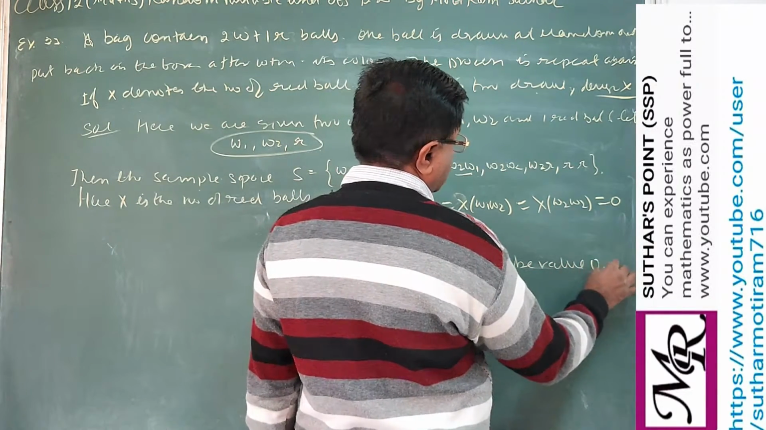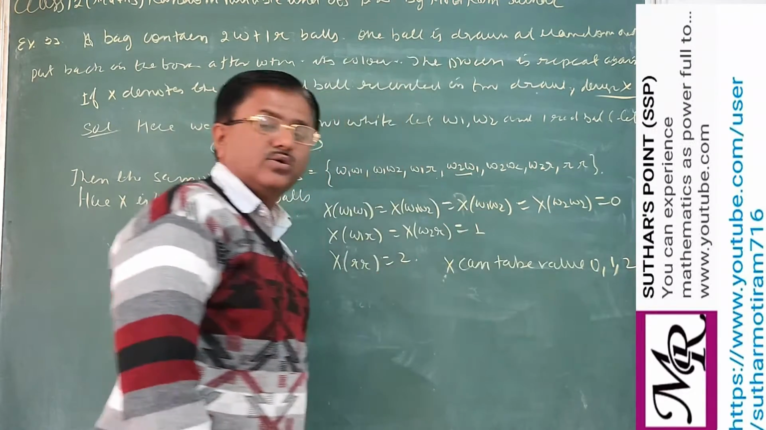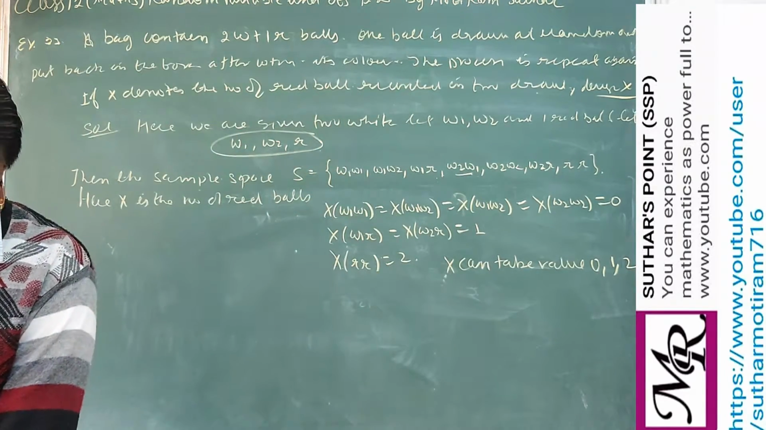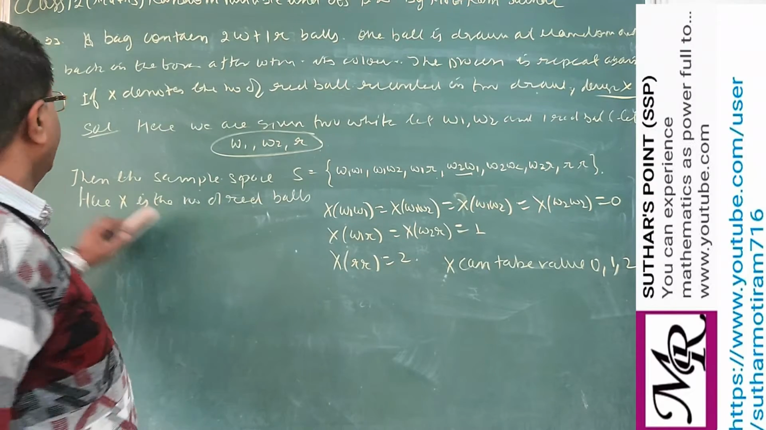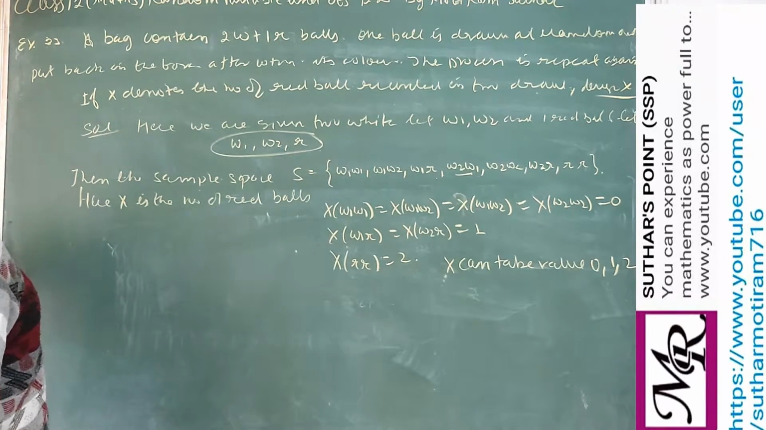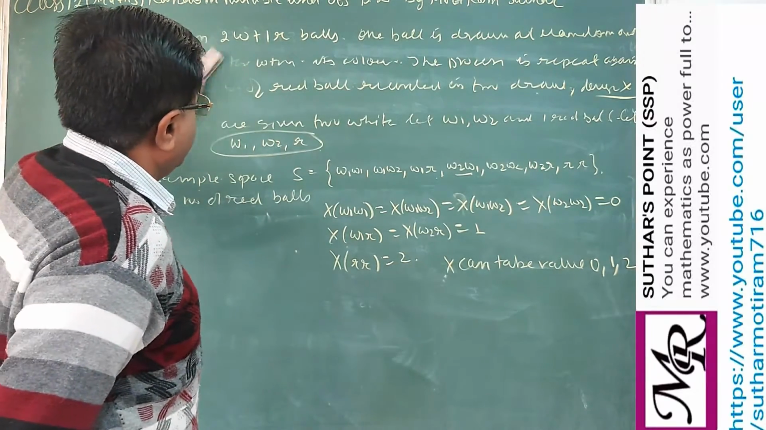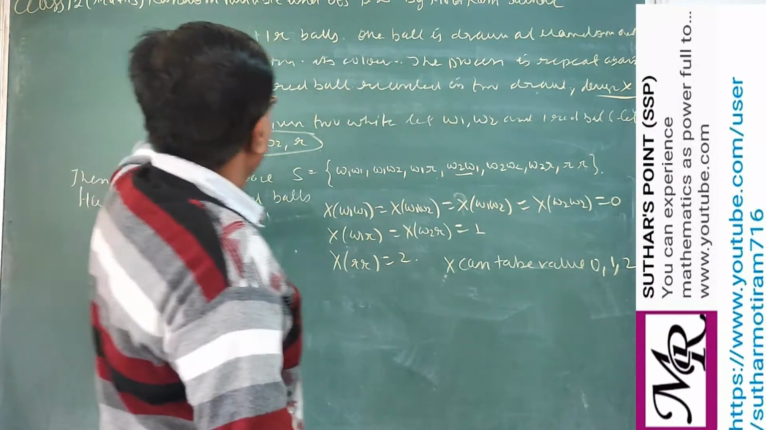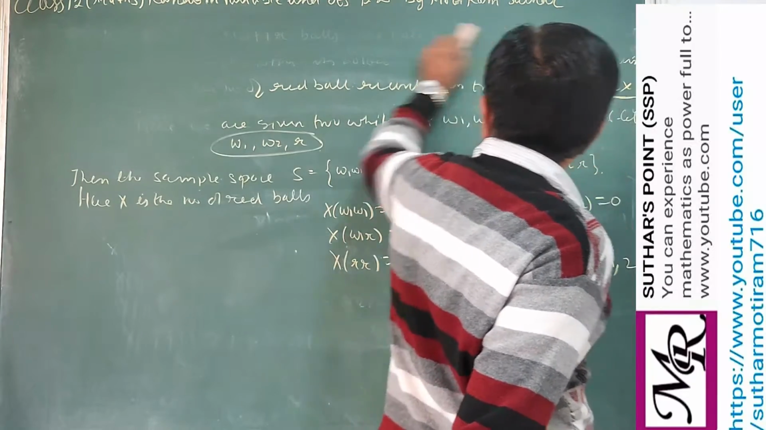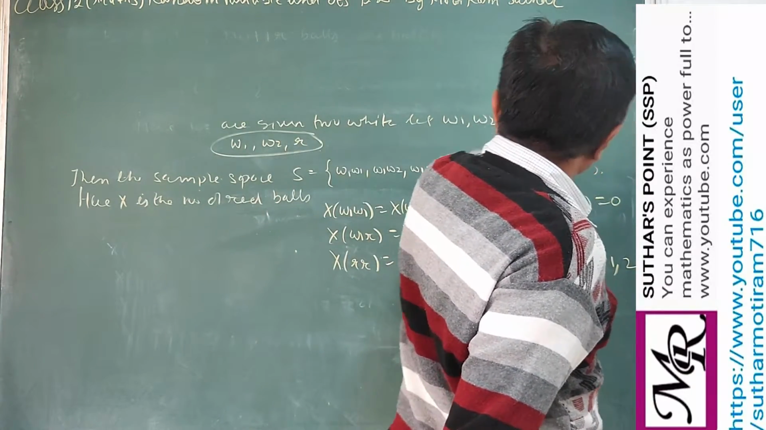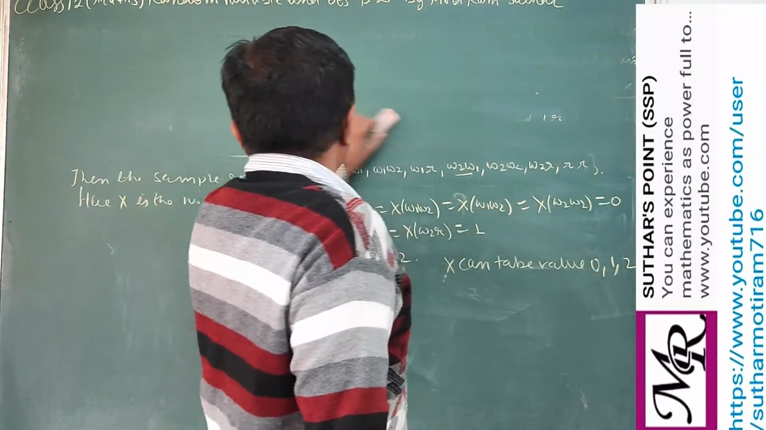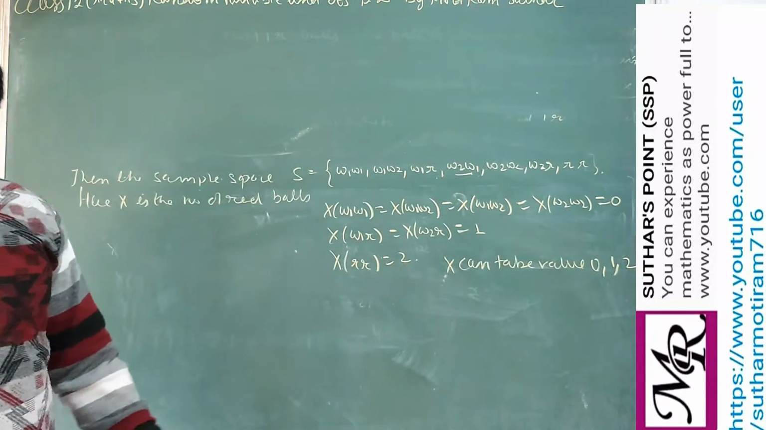What values can x take? 0, 1, 2. Now we see the probability distribution of a random variable. So how can we define and find the probability distribution of the random variable? Like in this example, you can also see a probability distribution, or we may take another example.